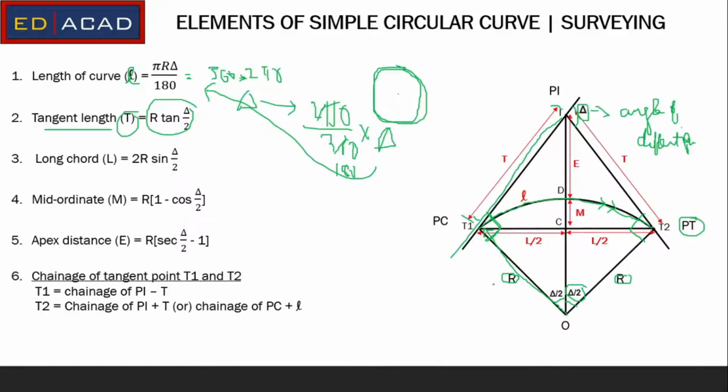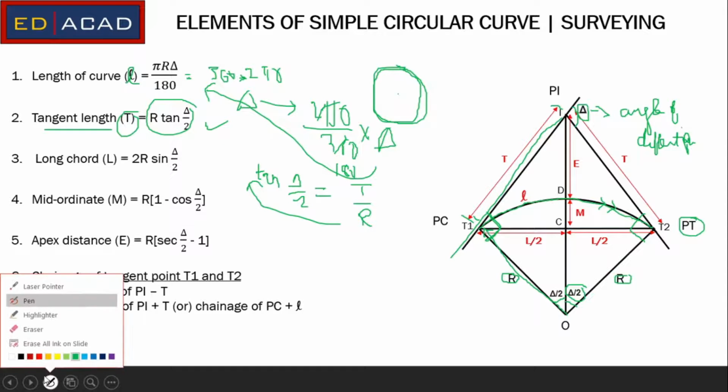So when we look at this bigger triangle, IT1O, we can simply apply the tan formula. What will be tan delta by 2? It will be equal to perpendicular by base, I mean t upon r. So simply send r over there, and we get t as r tan delta by 2. I think this should also be very clear. Let me clear my slides first.